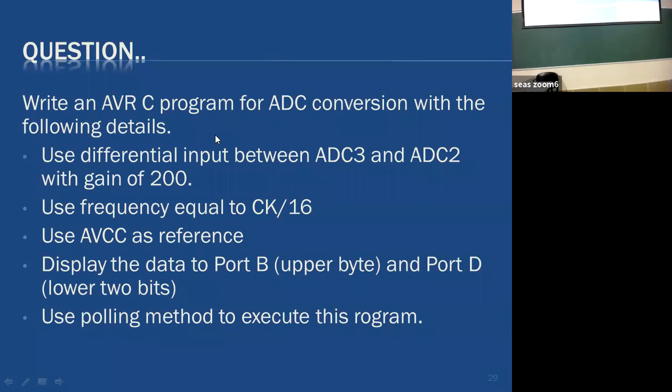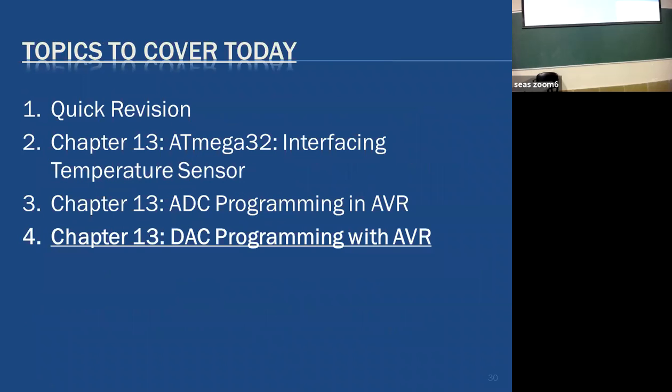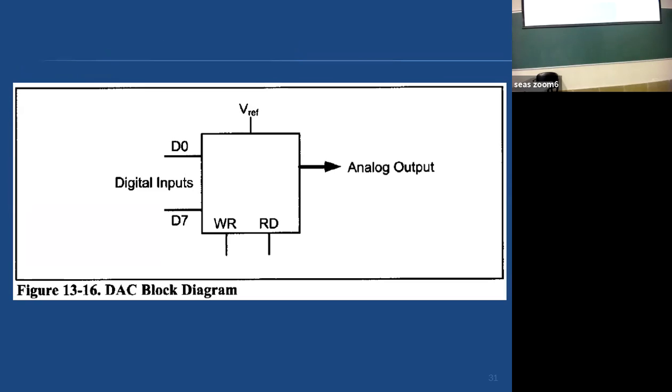Now there is a complementary side to this, and that is DAC conversion, digital to analog conversion, because now our controller speaks the language of digital. Right? Can we have analog that is going out to the real world? Right? So for that we have DAC. And DAC programming is comparatively simple, very simple. So this is, say, a DAC block diagram.